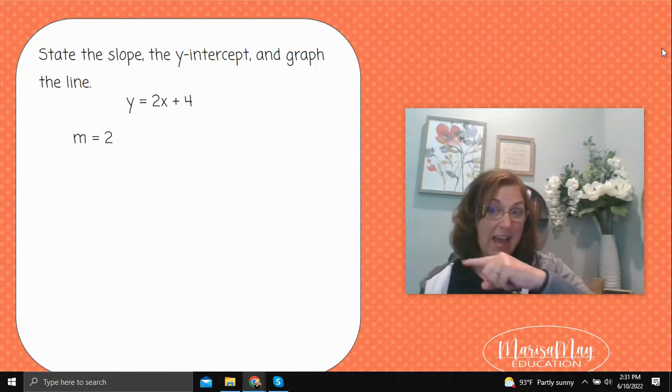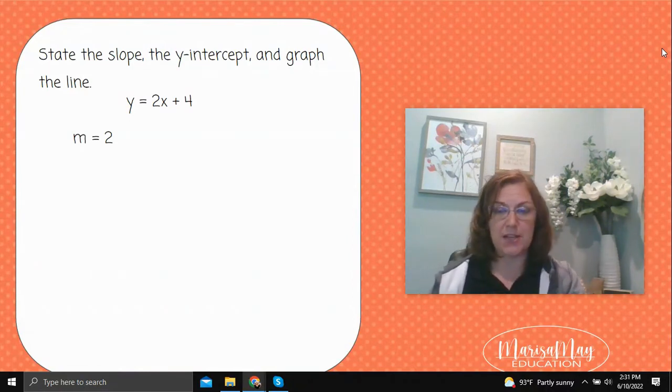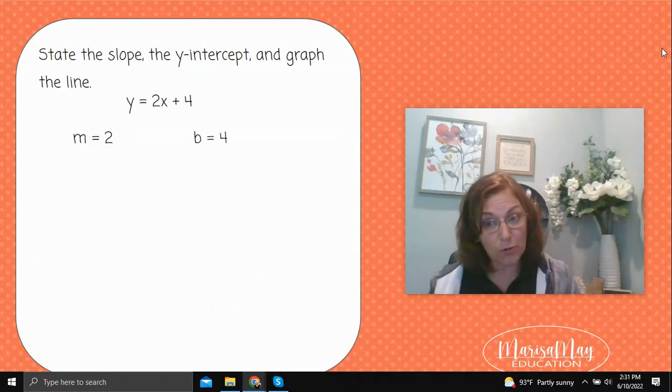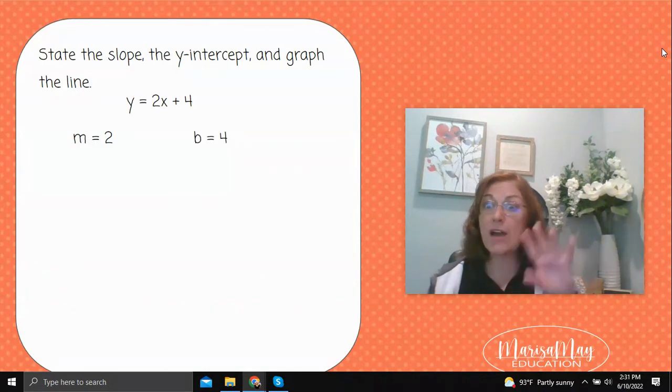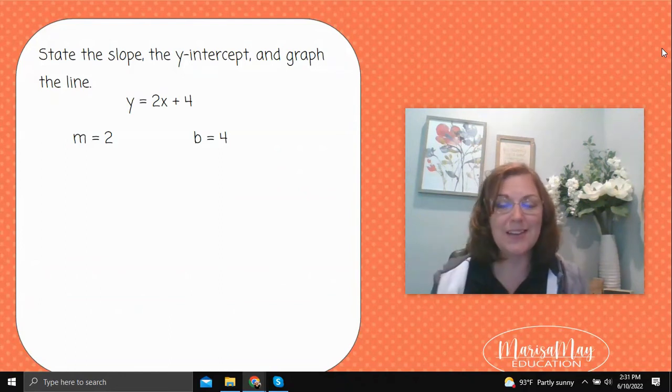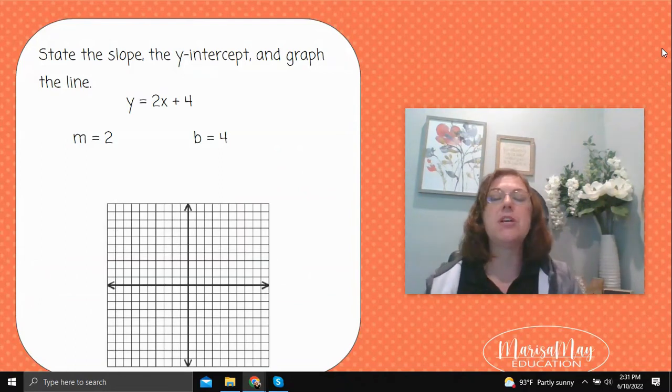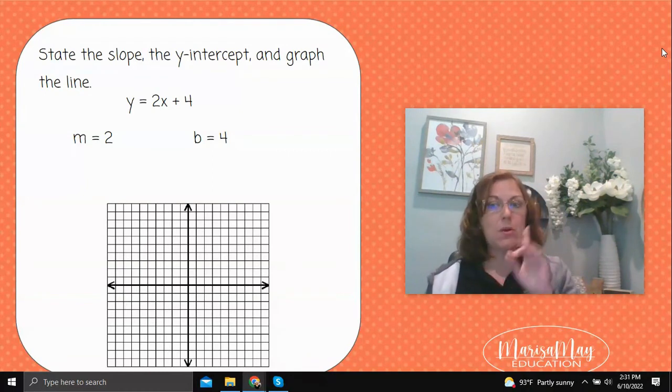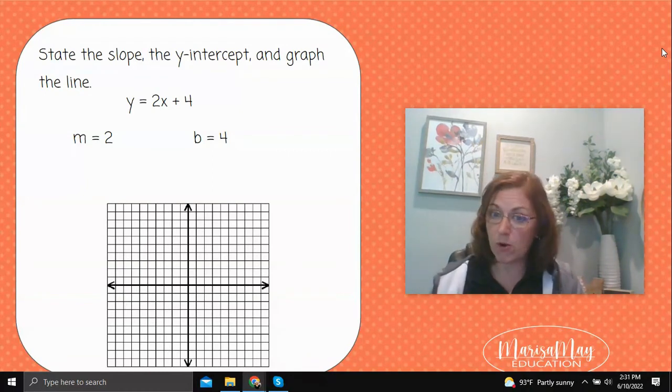The number that's being added to x, that's your y-intercept. In this case, that's 4. So now you have your slope, 2, or we might think of it as 2 over 1, and you have your y-intercept. So we're ready to go to our graph. Remember, we start with the y-intercept. So we're going on the y-axis to 4.